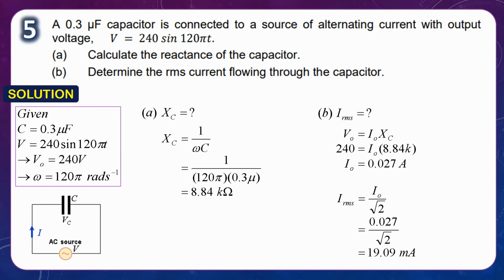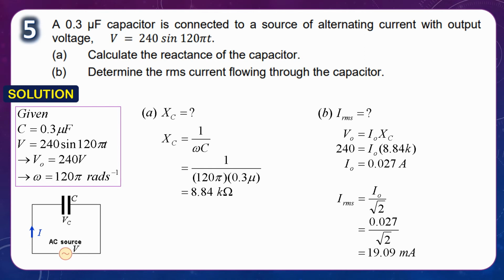Now take a look at question number 5. A 0.3 microfarad capacitor is connected to a source of alternating current with output voltage of 240 sin 120 pi t. For question 5a, we need to calculate the reactance of the capacitor, and for 5b, we need to determine the RMS current flowing through the capacitor.